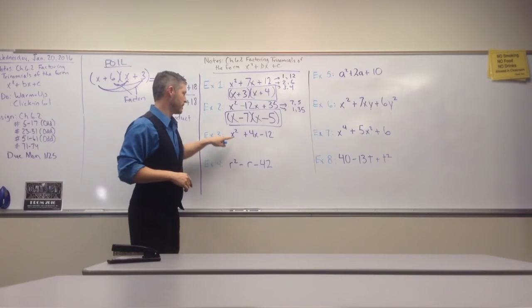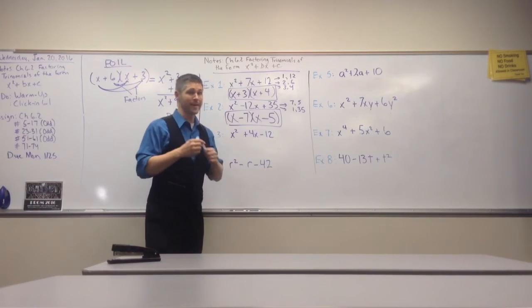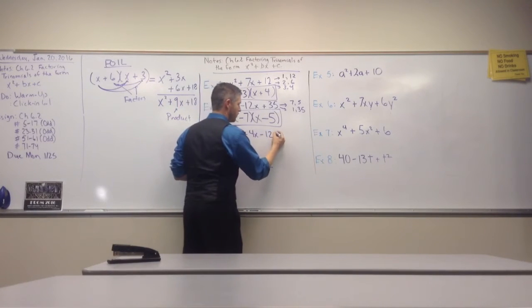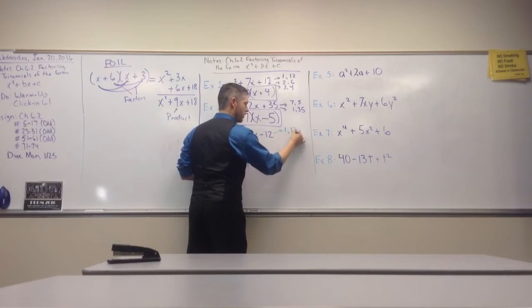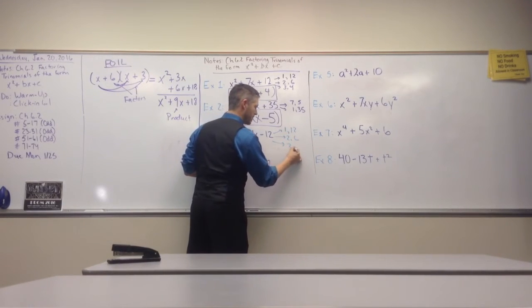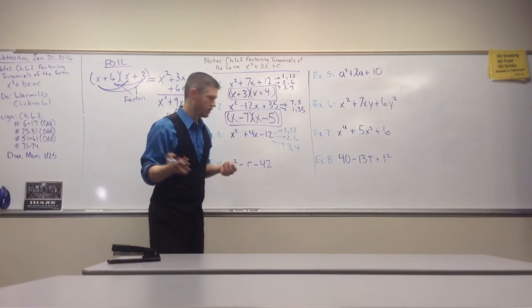Third one, x squared plus 4x minus 12. 12 has several factors here. 12 will factor into 1 and 12. It'll factor into 2 and 6. And then 3 and 4. Hopefully you know that.